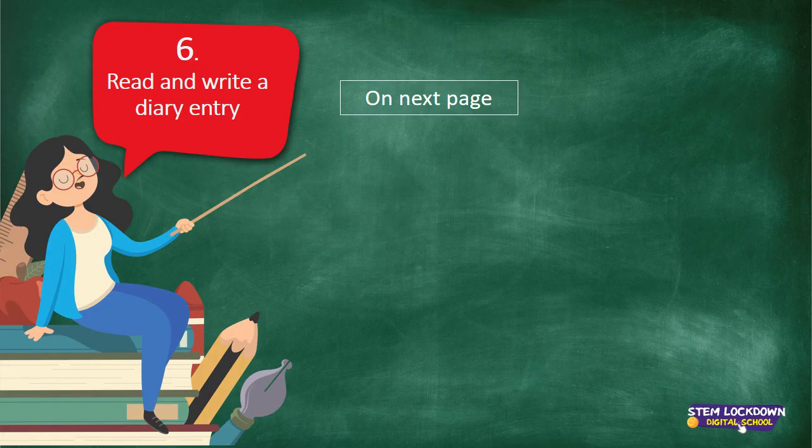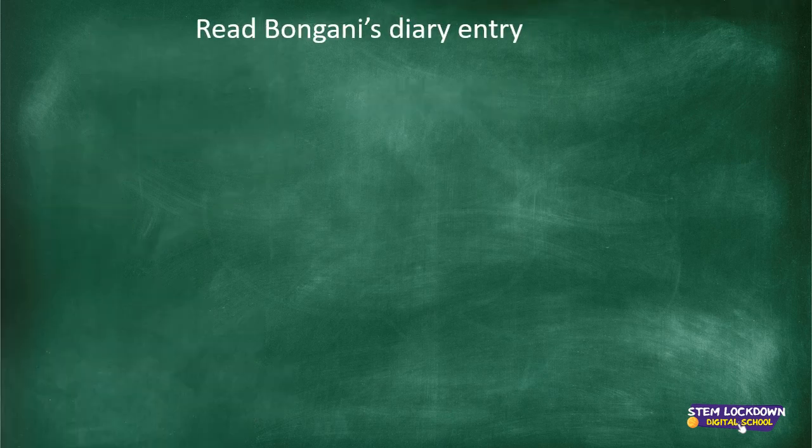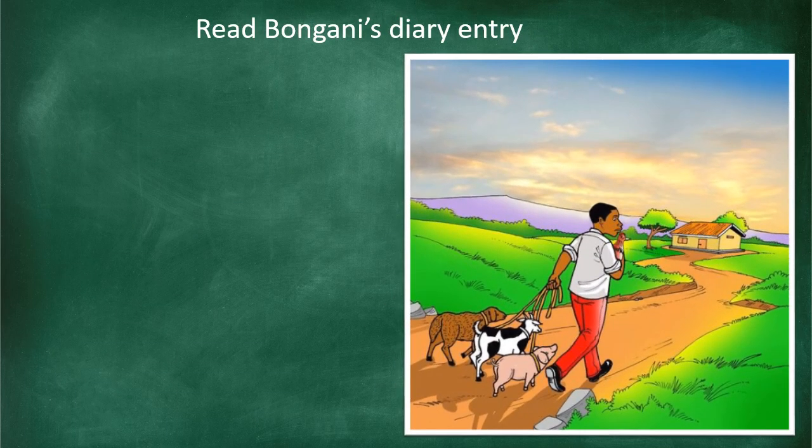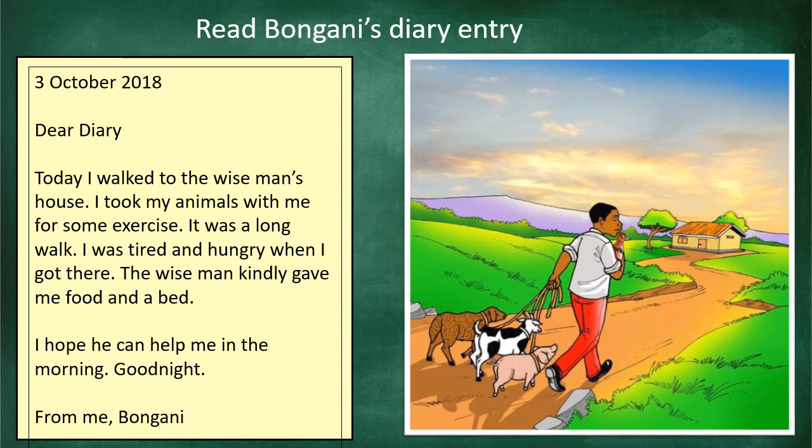In our 6th activity, you're going to read and write a diary entry. Right. You'll remember the story. Bongani's setting off to the wise man's house, and he's got his 3 animals plus his chicken with him. Let's read his diary. Notice how it's set out.